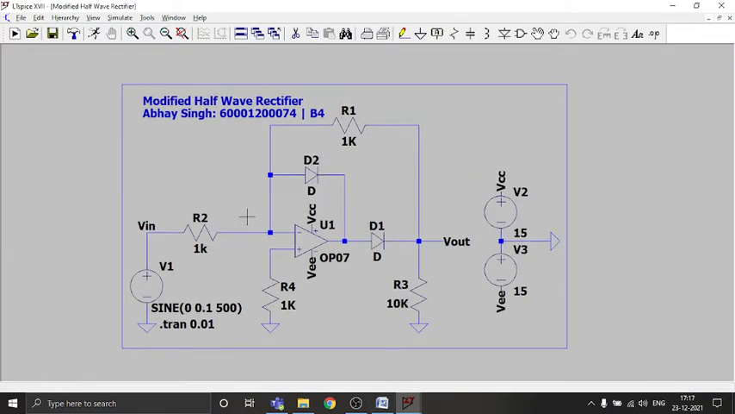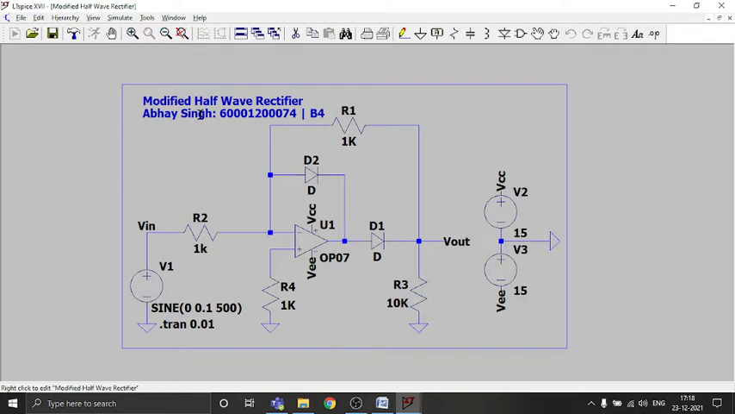Here D2 is the feedback diode. D1 is reverse biased and D2 is forward biased. When my input Vin is greater than 0, diode D1 turns on and diode D2 remains off. Then the output for this process is 0, as my R4 resistor is virtually grounded.